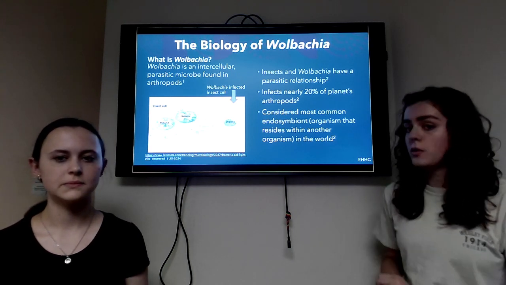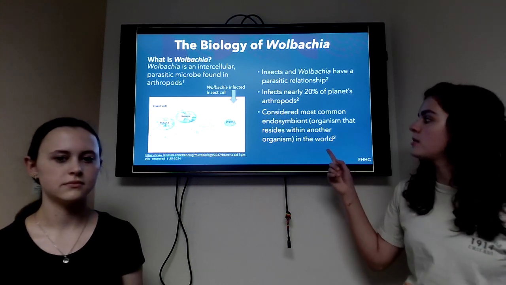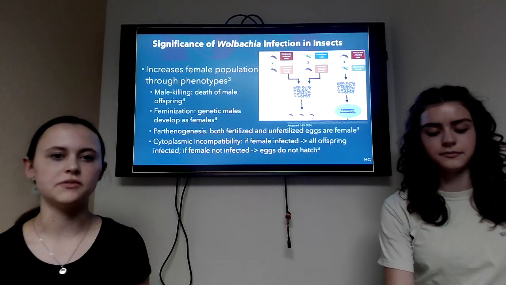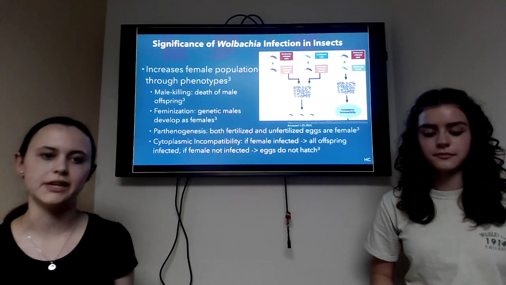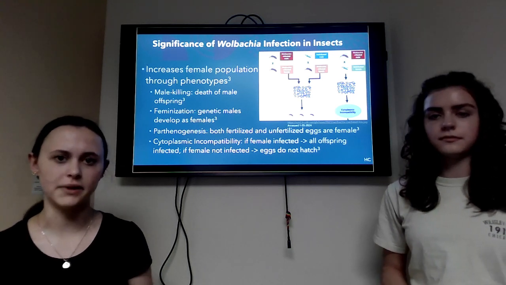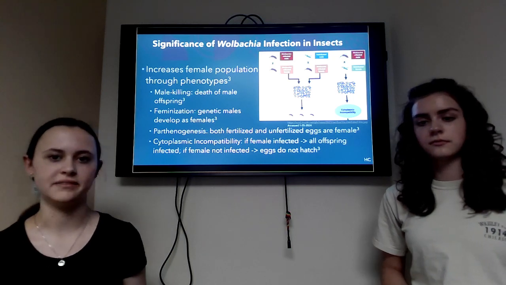Wolbachia infects nearly 20% of the planet's arthropods, and Wolbachia is also considered the most common endosymbiont in the world. This is significant because it increases the female population through 4 different phenotypes: male killing, feminization, parthenogenesis, and cytoplasmic incompatibility. All 4 of these either cause males to not develop or to die.